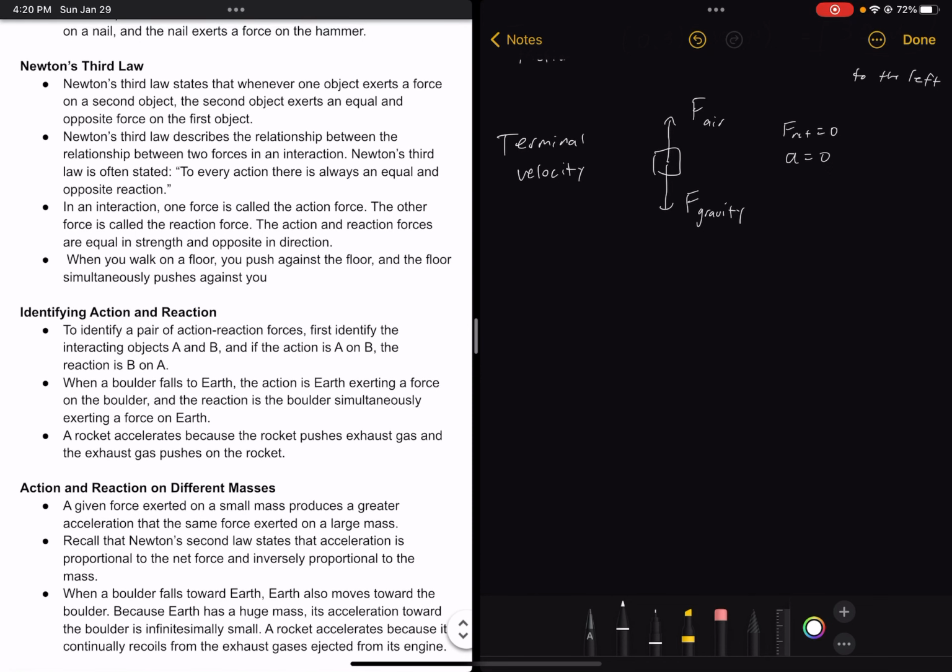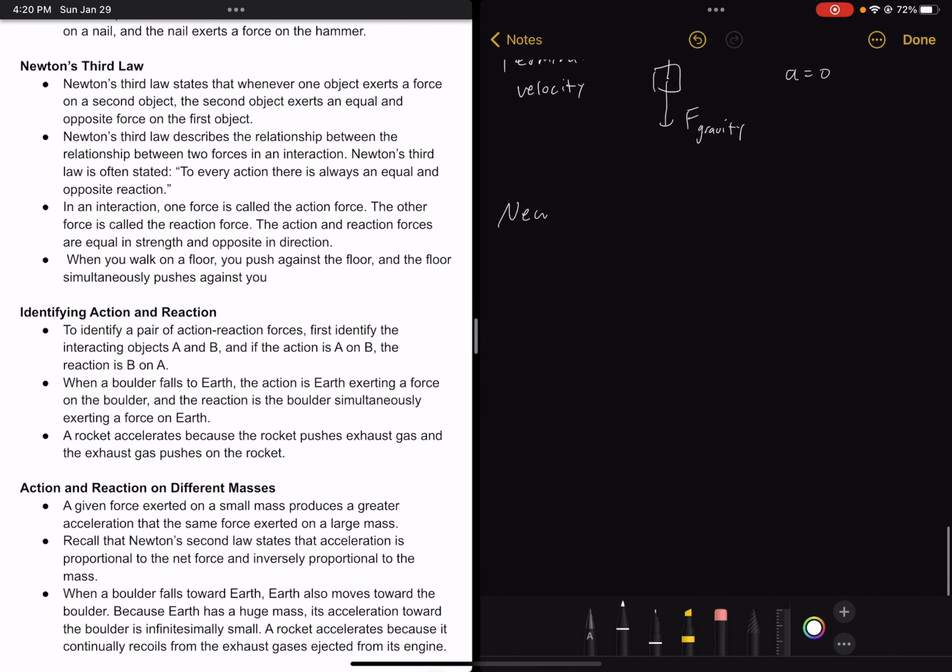Okay, so Newton's third law. That's something that's important to know. Action, reaction. And this one's pretty simple, as long as you follow the rule. Basically, you just flip the nouns. So if you have an interaction between two objects, the action is force of A on B. So force of A on B, that's the action. The reaction is force of B on A.